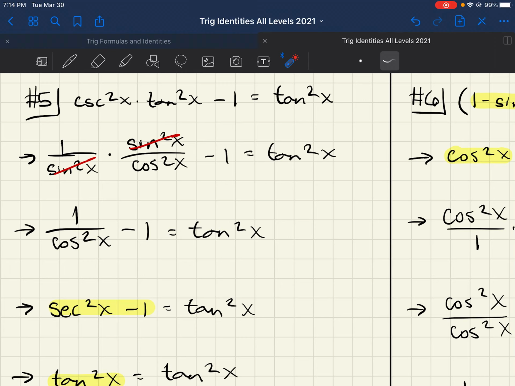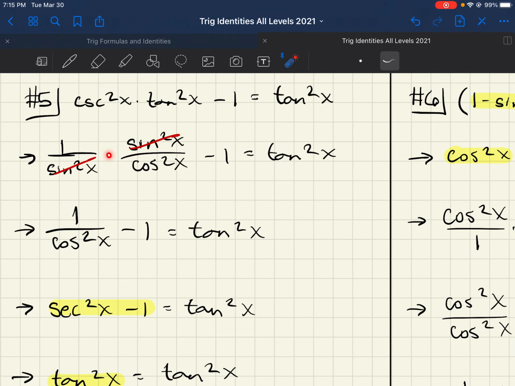All right, problem 5, we want to verify that cosecant squared of x times tangent squared of x minus 1 equals tangent squared of x. I'm going to go ahead and decompose into sines and cosines. So cosecant squared of x, that's 1 over sine squared. Tangent squared of x, that's sine squared over cosine squared. And of course we have our minus 1.